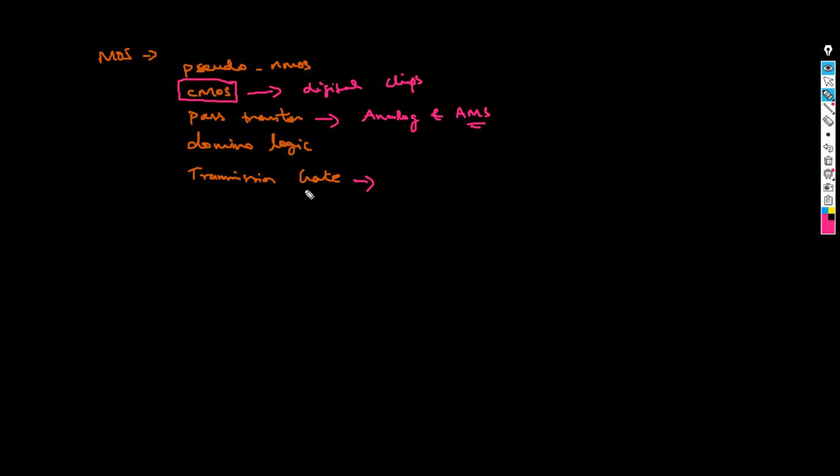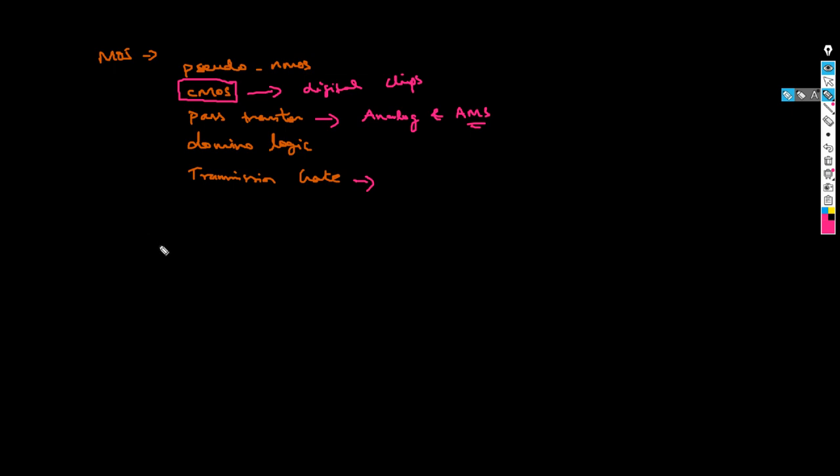So where do we use the transmission gate in digital? Mainly when you design a flip flop. Inside a D flip flop you would see the transmission gates. Now coming to CMOS, let's first talk about PMOS transistors.